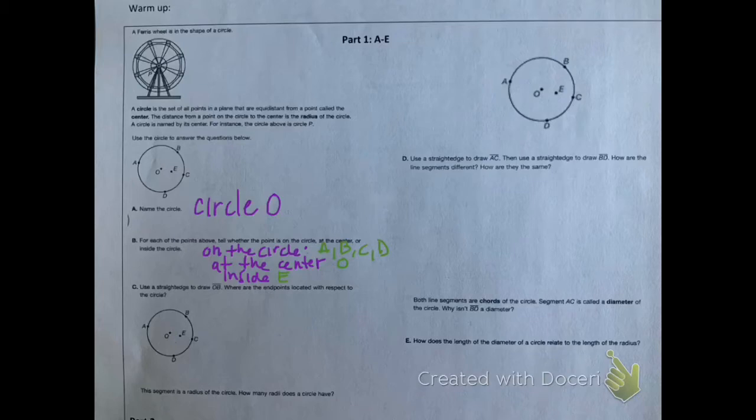So use a straight edge to draw OB. So we're connecting from the center to a point on the circle, where the endpoint's located in respect. So center, which was point O, and on the circle. So again, what we just created is the radius of the circle.